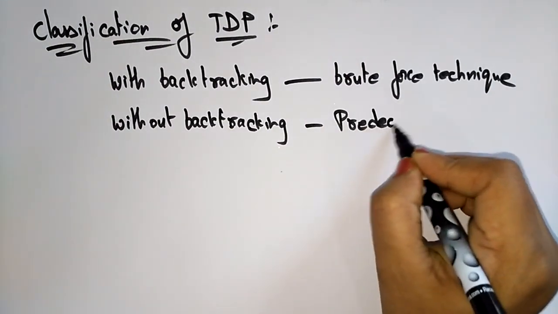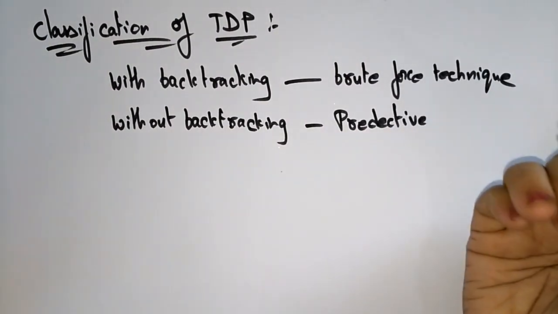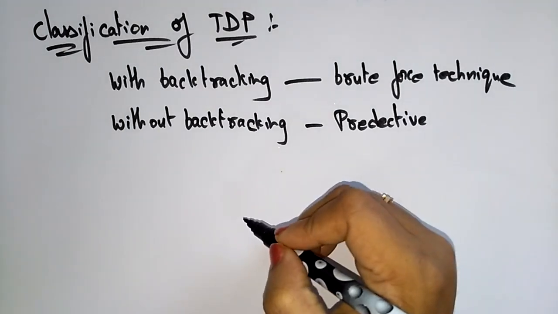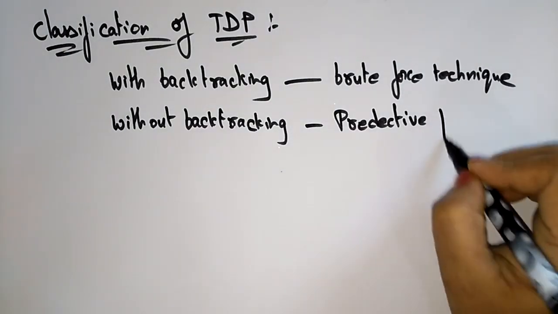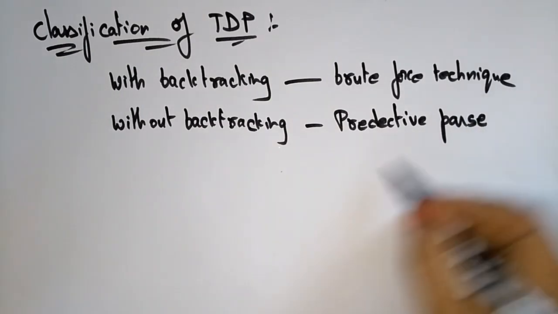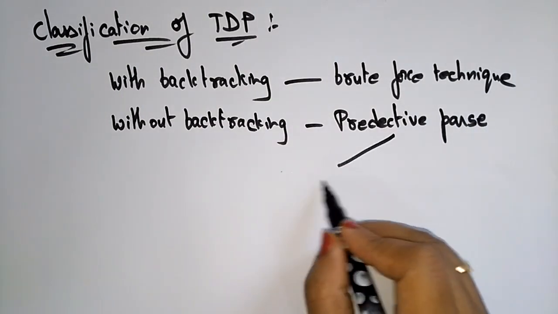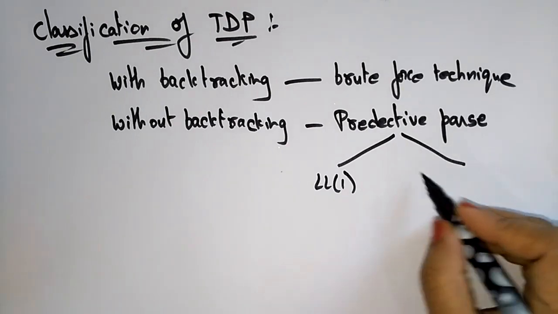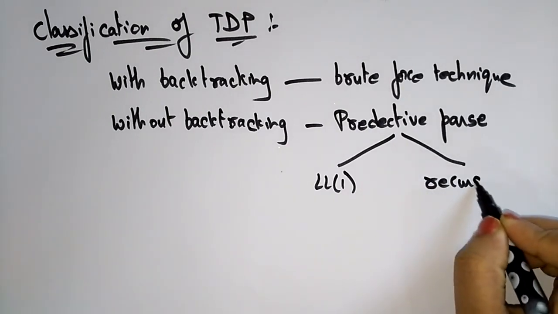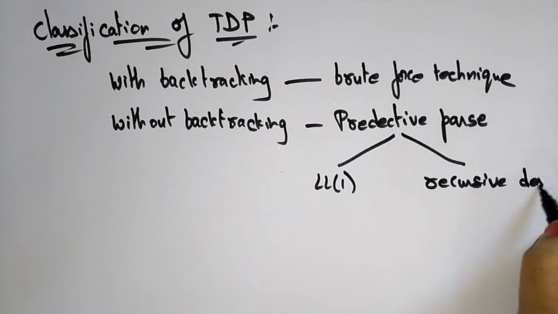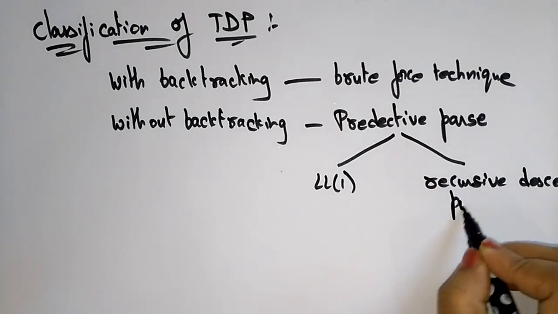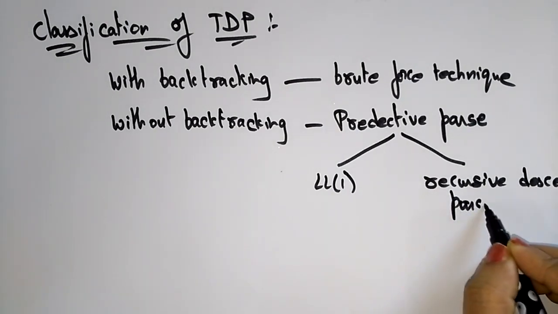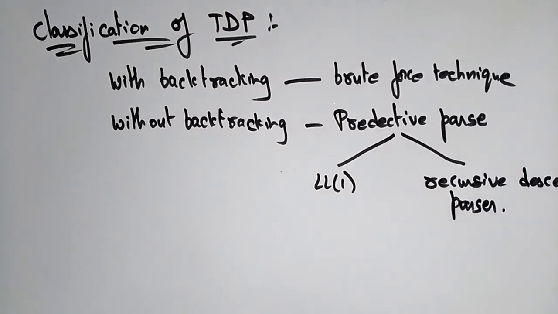The predictive parser parses the tree without using the backtracking concept. Again, this predictive parser is the LL(1) grammar. It uses LL(1) grammar and recursive descent parser. So this is about the classification of top-down parser.